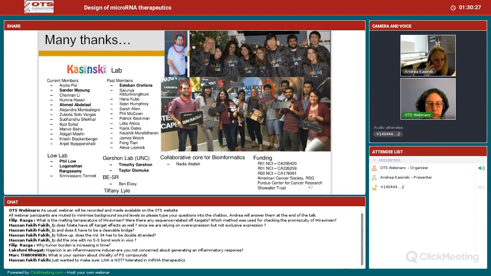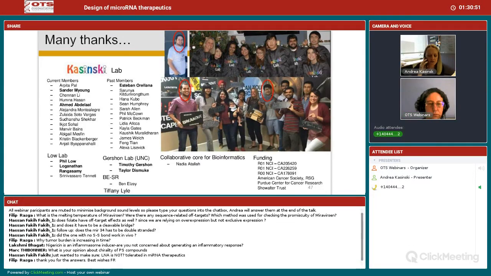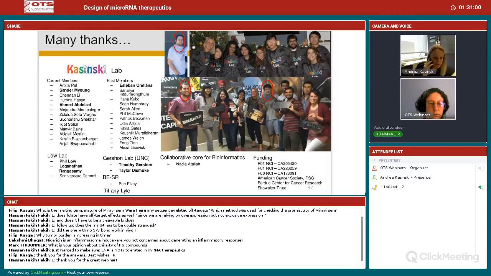So a question here about niduricin being an inflammasome inducer. Are we concerned about generating an inflammatory response? Absolutely. I didn't show you any of the toxicity profiling from our niduricin conjugates, but again, very safe. The reason for that, we think, is because they're conjugated, and so we don't have free niduricin in circulation. And if we did, we are two orders of magnitude under the toxicity of free niduricin in circulation. So it's certainly a concern, and one that we have looked into and are continuing to look into.